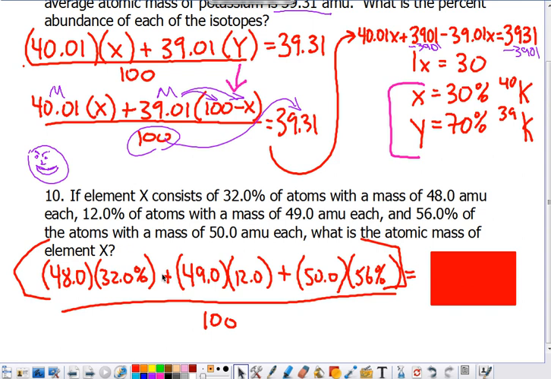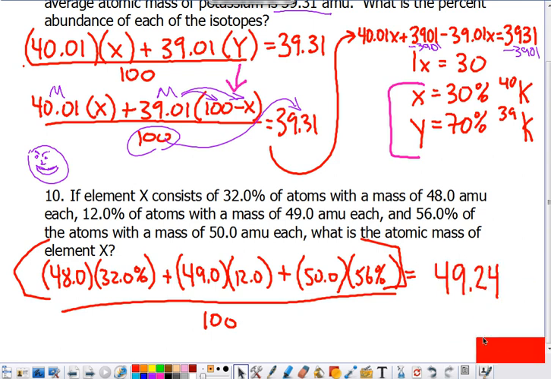What do all percentages add up to, though, when you add all the percentages together? 100, which is why we're dividing by 100. So when I average them all together, does that answer make sense? Is it inside the range?